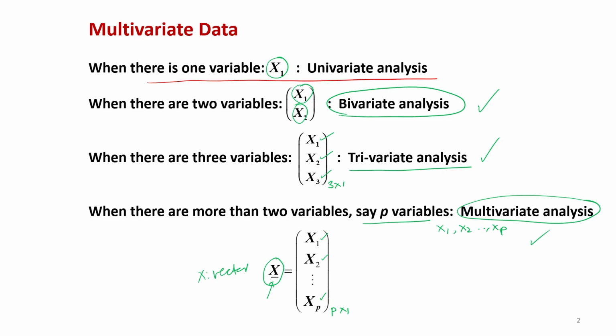For example, in case of bivariate analysis, how x1 and x2 together are working. In trivariate analysis, how x1, x2 and x3 are working jointly. And similarly, when we are talking about multivariate analysis, then how x1, x2, ..., xp, p variables, are working jointly and how they are impacting the process.